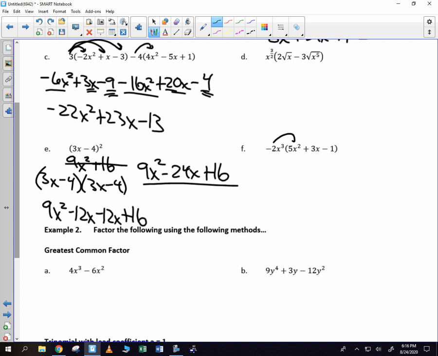Here, if we distribute the negative 2x cubed through, we get negative 10x to the 5th. We get negative 6x to the 4th. We get positive 2x cubed. Is that right? Yeah, very good. All right, so we go to the more challenging one.